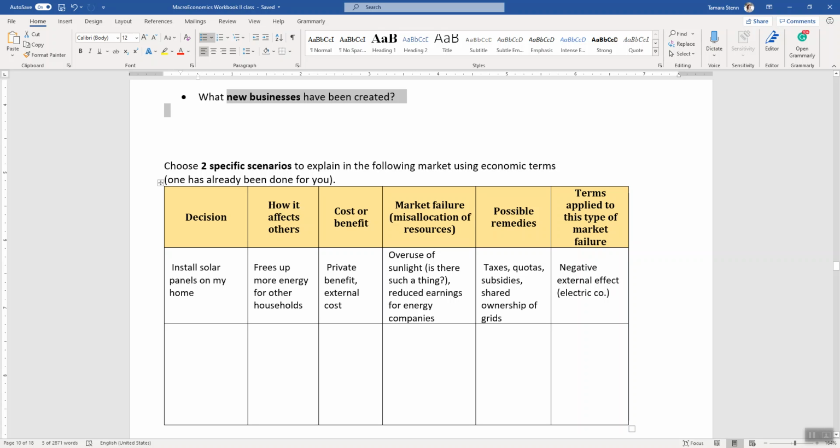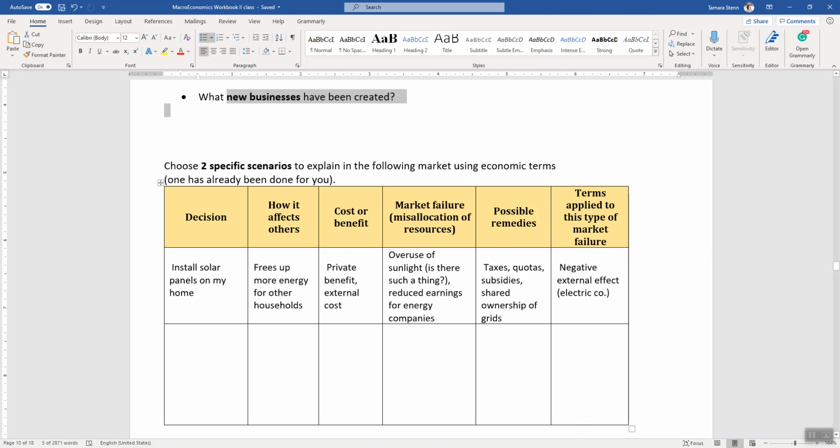This is the same kind of model that we're using when we're looking at fisheries, and we're looking at people's behavior change to help improve the environment. So how it affects others: by me choosing to put solar on my home, it frees up more energy for other households to use.